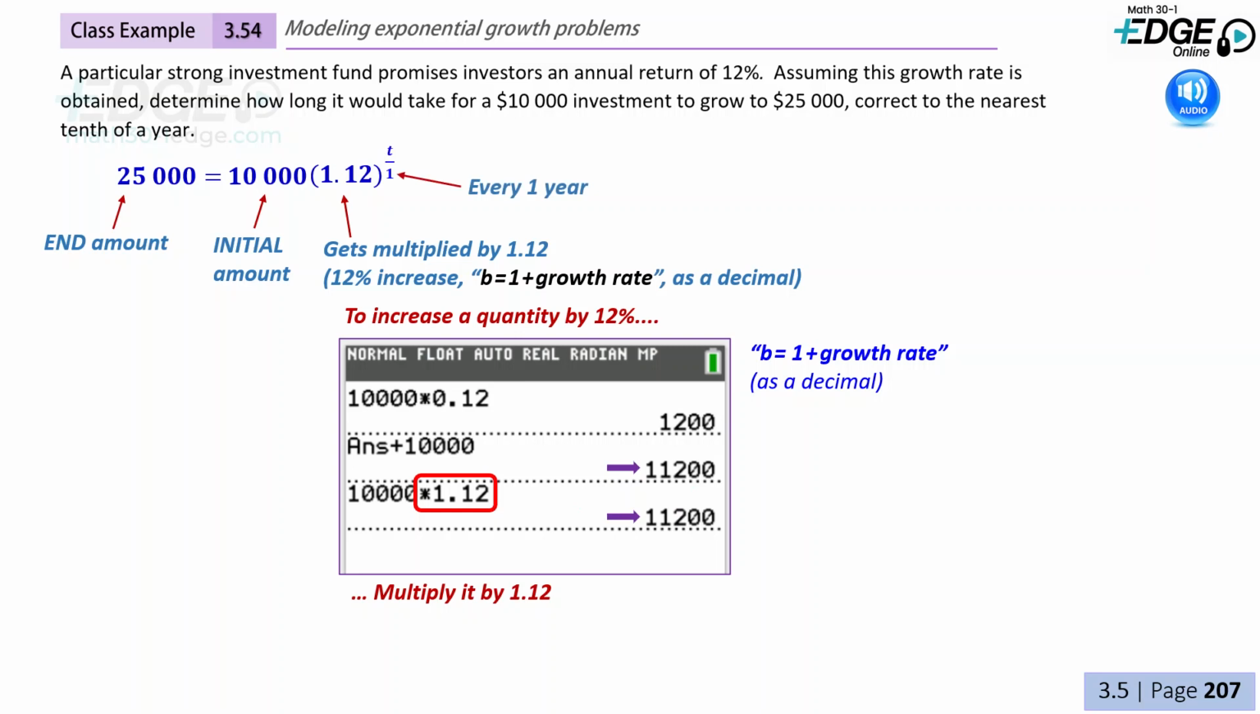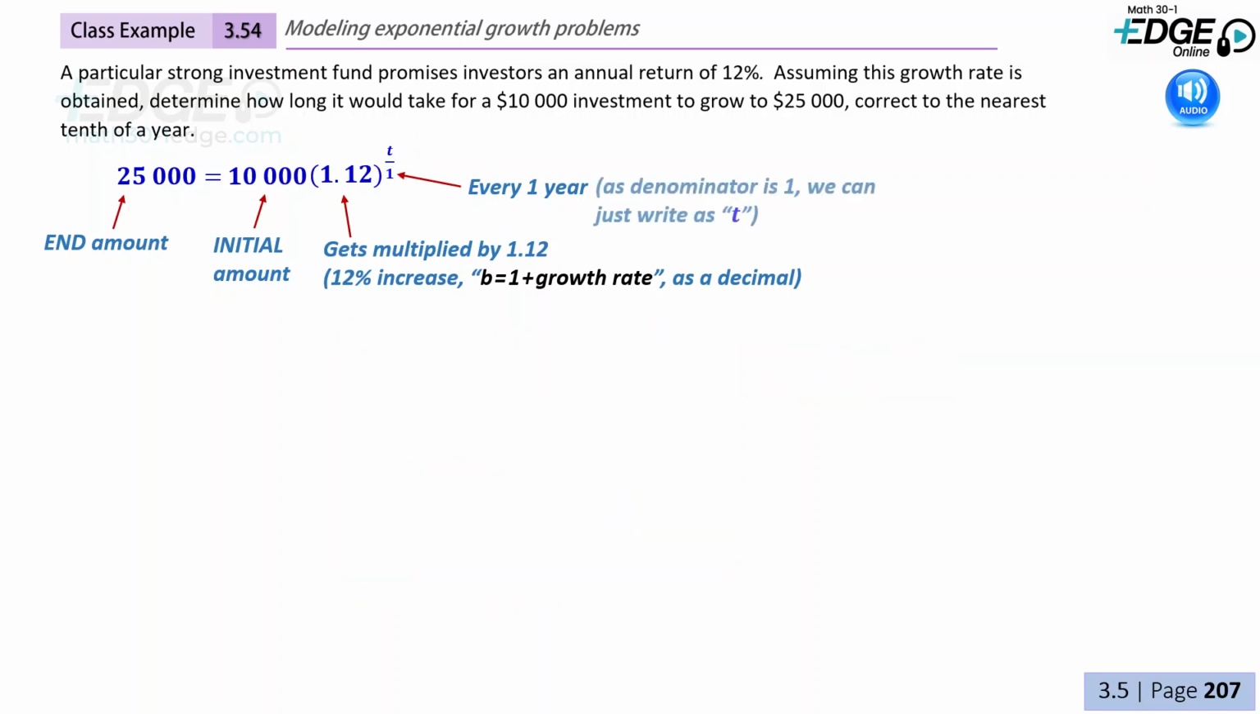Now, for our t value, or in this case, p on your equation, this is going to be happening every 1 year. So we could write a 1 with a fractional exponent if you like, but really you would just write this as t.